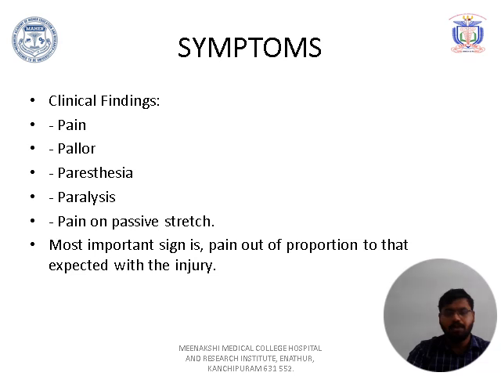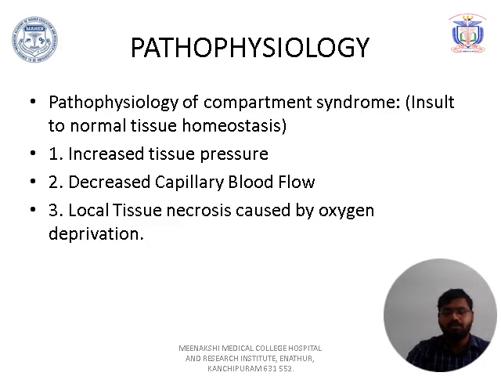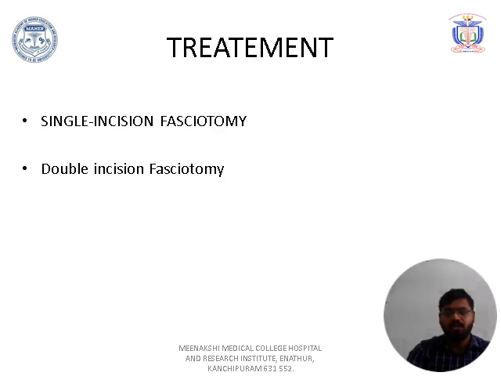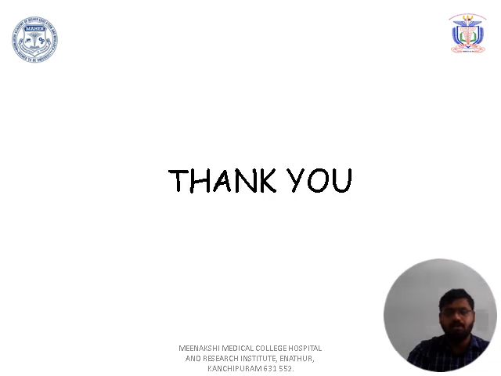So what are the symptoms of compartment syndrome? The 5 P's: pain, pallor, paresthesia, paralysis, and pain on passive stretch. The most important sign is pain out of proportion to the expected with the injury. What is the pathophysiology of compartment syndrome? It is basically an insult to the normal homeostasis, with an increase in tissue pressure, decreased capillary blood flow, and local tissue necrosis caused by oxygen deprivation. So what is the treatment? Treatment is basically a single incision fasciotomy or double incision fasciotomy, depending upon the level or which compartment the pressure is in. Thank you.